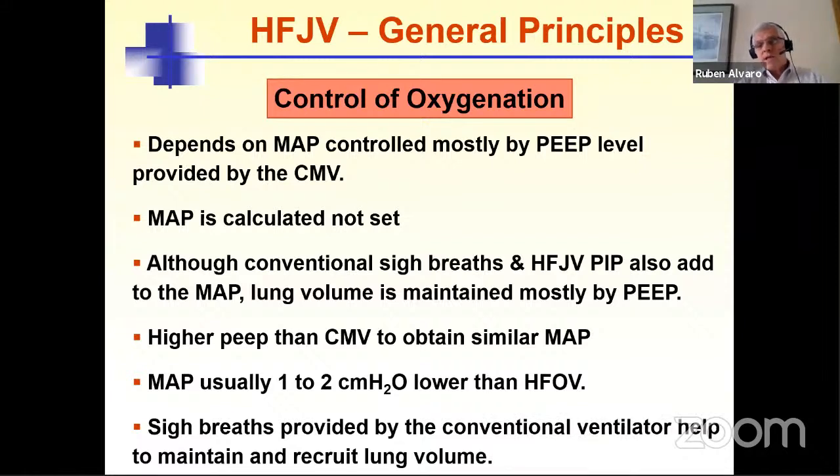And the sigh breath provided by the conventional ventilator sometimes helps to maintain and recruit lung volume. Remember that the jet doesn't have valves. So every time you lose lung volume, the fastest way to recruit the lungs is by giving a sigh breath. Okay, so just a regular conventional sigh breath, okay?